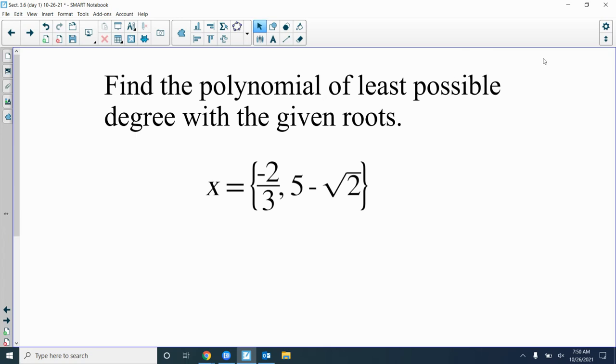Answer. Let me give it. If you got this, you're good. If you didn't get this, we gotta fix it. 3x cubed minus 28x squared plus 49x plus 46.